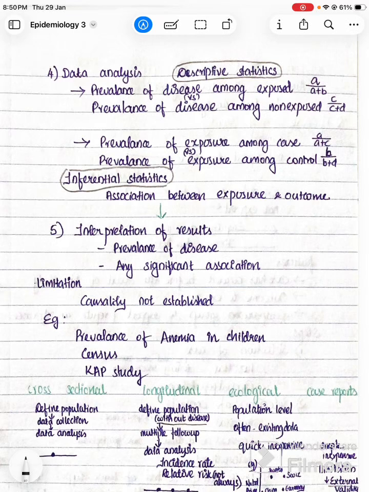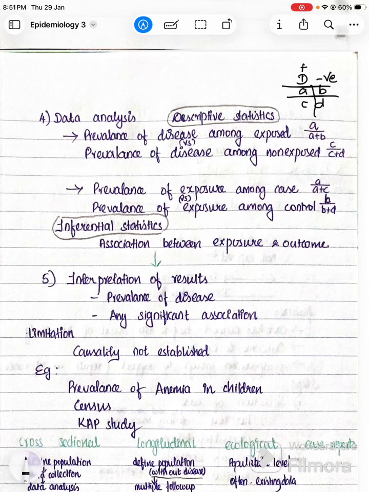Now data analysis. We have descriptive statistics, we have inferential statistics. For descriptive statistics, we are going to just write how it is distributed. For inferential statistics, we are going to use statistical associations and all. A, B, C, D. This is negative, this is positive. So exposure positive, exposure negative.